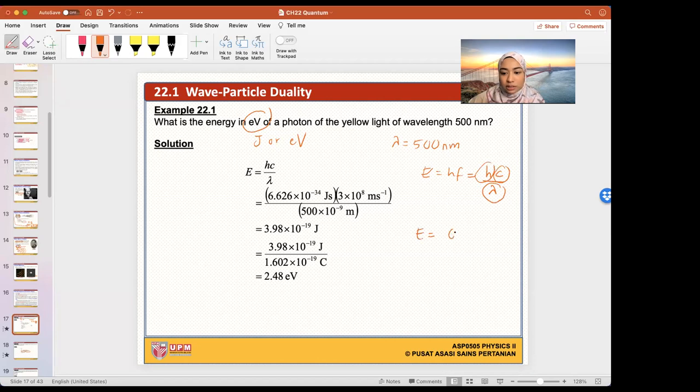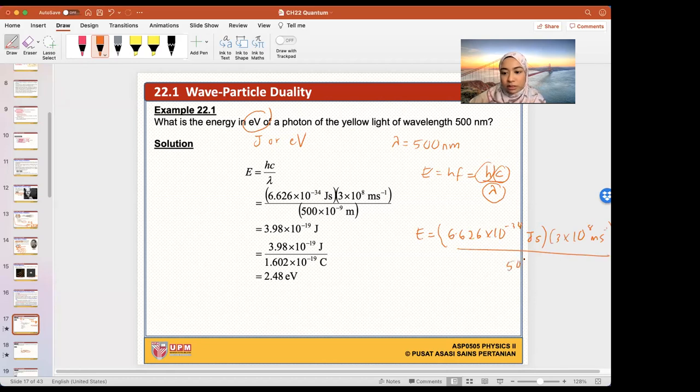So h is 6.626 times 10 to the minus 34. I'm cheating because I don't remember. I'm just looking at sebelah sana je. But still c is 3 times 10 to the 8 meter per second, right? And then your lambda is 500 times 10 to the minus 9 meter. Tukar nanometer tu jadi meter. Jangan pandai-pandai letak nano kat situ. So you will get something in joules. Okay, so in this case, it's 3.98 times 10 to the minus 19 joules.